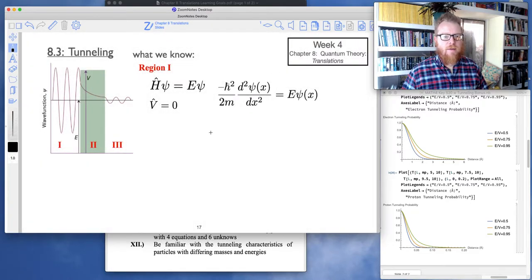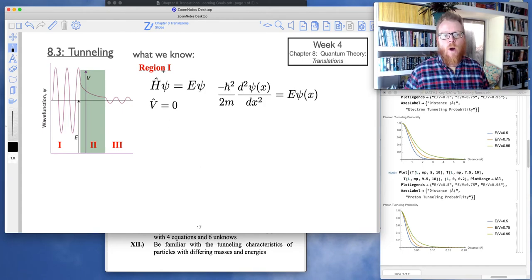So this has been broken up into three regions, region 1, 2, and 3. And we're going to solve the Schrödinger equation in each one of these regions. And I'm going to give you a little Easter egg here for your exam. I'm going to go through the ansatz method and show how we solve this problem.